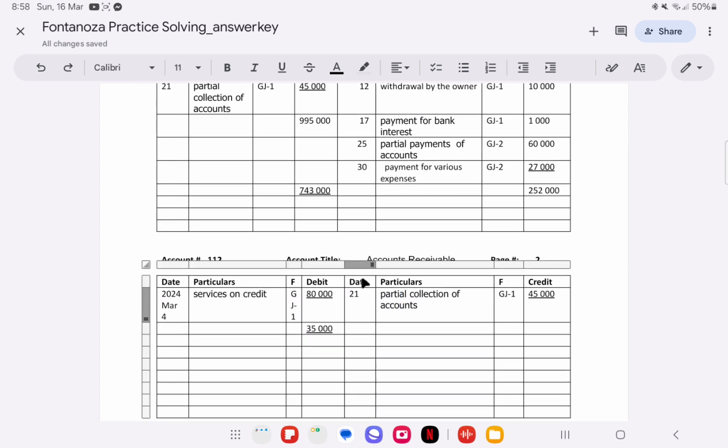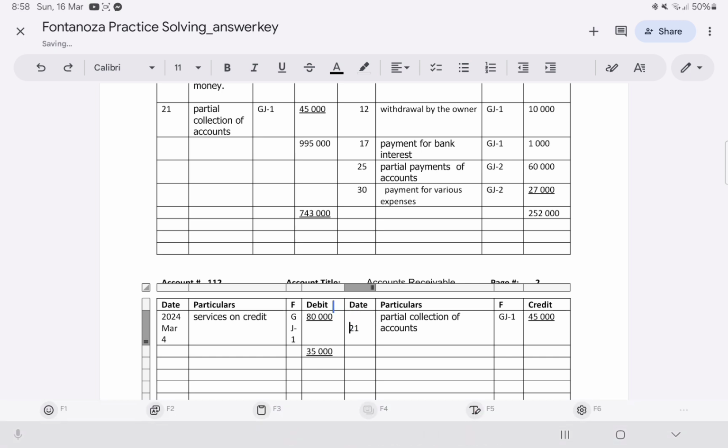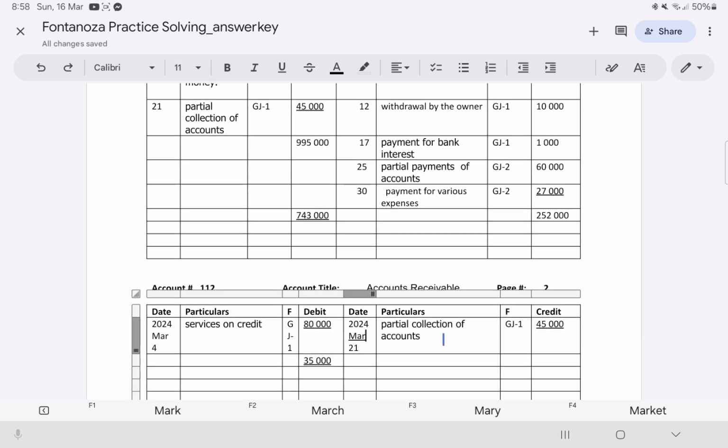Okay, so what's the error here? You forgot to write the day and year. Okay, write the year because the checking here is itemized. So March 21, March 21. So partial collection of accounts JG1 45,000.